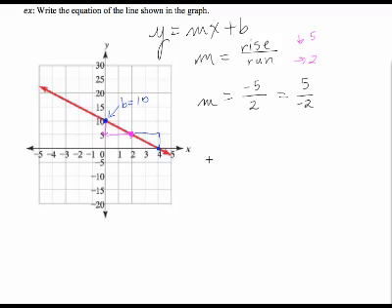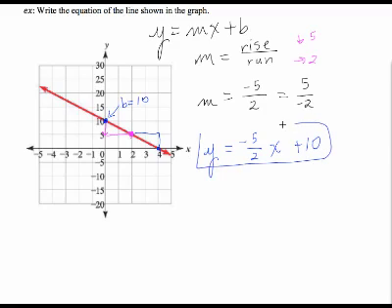So that's actually enough information to write the equation right there. So your slope is negative 5 halves times x plus the y-intercept of 10. And there's an equation.